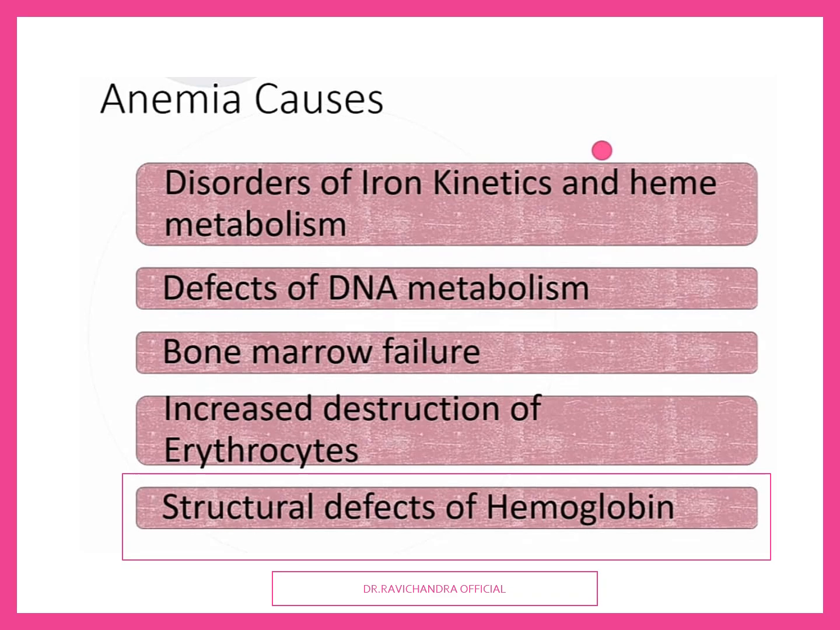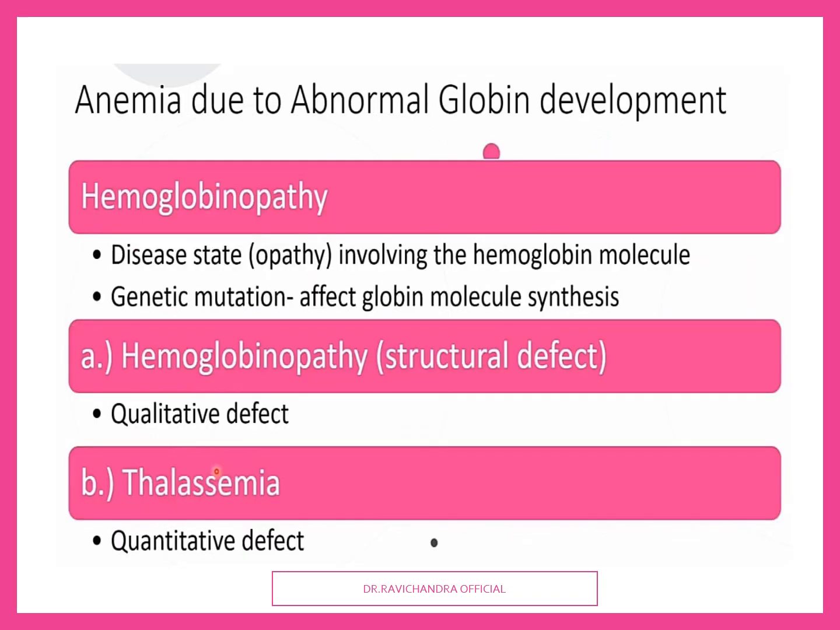Next cause for anemia is structural defects in the hemoglobin: anemia due to abnormal globin component, or hemoglobinopathies. Hemoglobinopathy, with 'opathy' meaning a disease state, involves the hemoglobin molecule, and the genetic mutation affects globin molecule synthesis. Hemoglobinopathies come under structural, qualitative defects, whereas thalassemias come under quantitative defects.